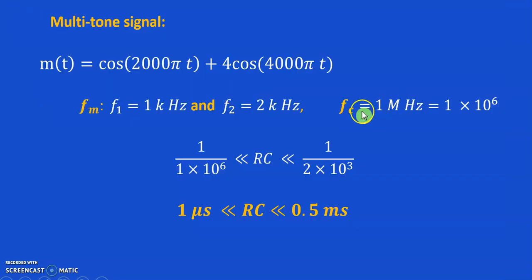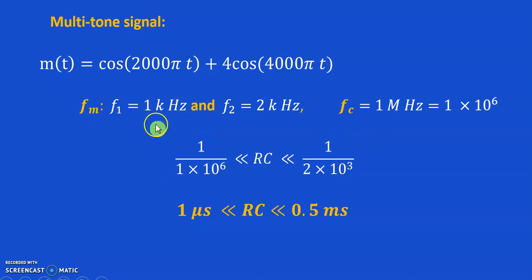So this is all the requirements that we have. Fc is equal to 1 megahertz, which means it's equal to 1 times 10 to the power 6. Using again the optimal condition for the time constant for the envelope detector to detect the AM signal without any distortion, it should be RC is much greater than 1 over Fc and much less than 1 over Fm.